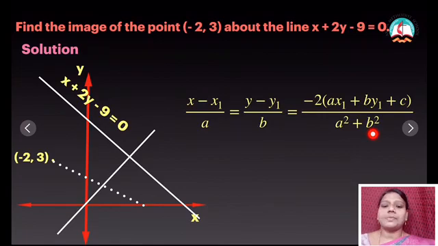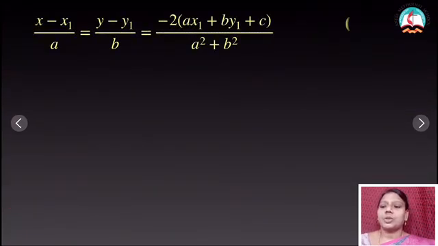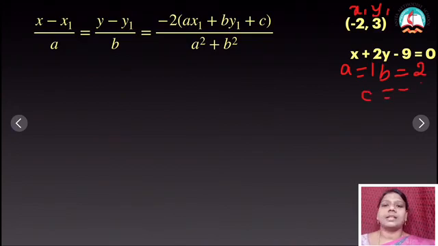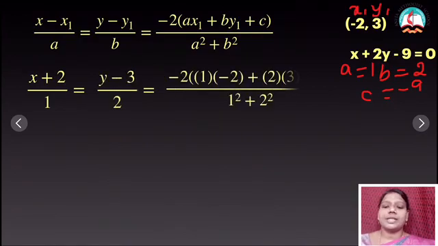Now we are going to substitute everything. Okay, so what is given? A point is given. So this is nothing but x1 and y1. And then we have the equation. So from this we can take a equal to 1 and b equal to 2, c equal to minus 9. So we are going to substitute everything. If I substitute that, then I can get the equations like this. So now I can simplify this.